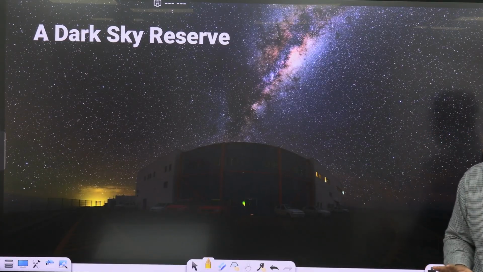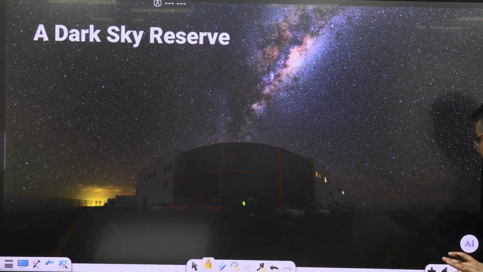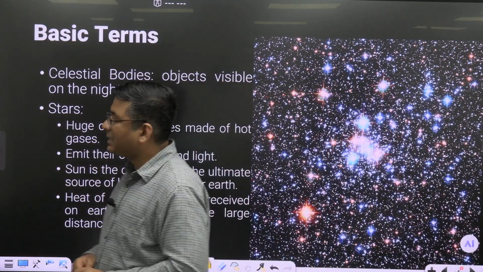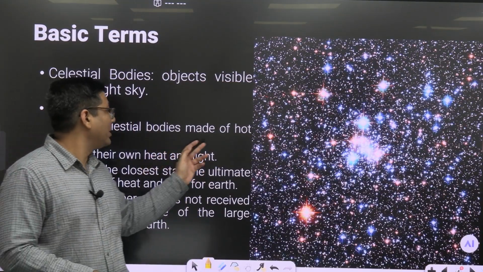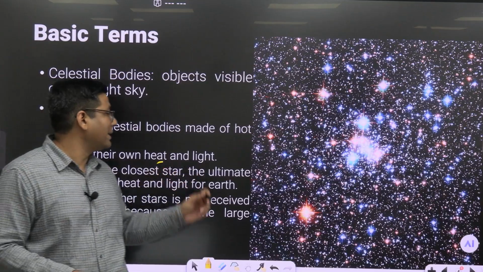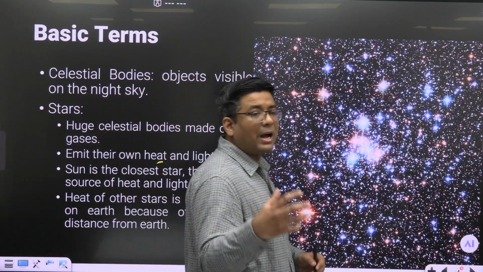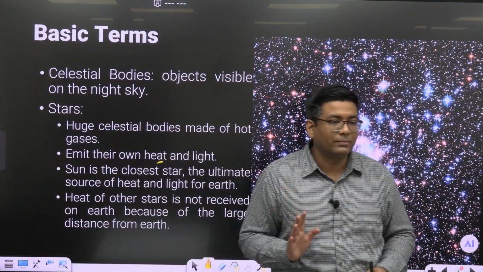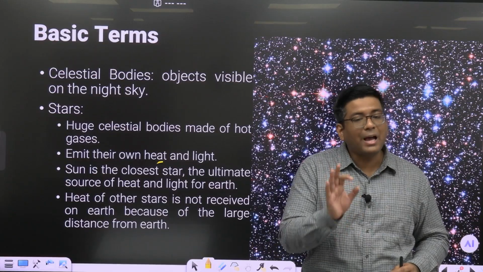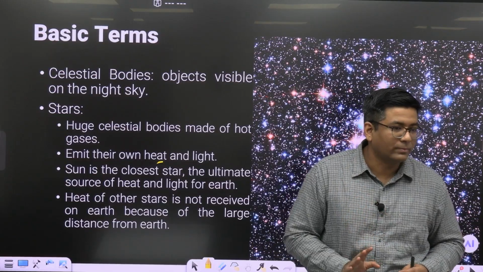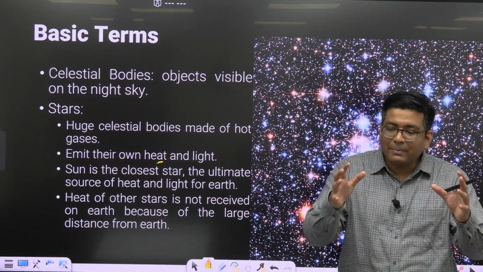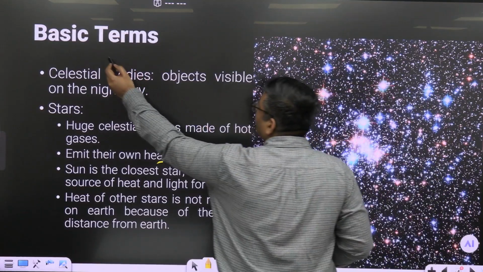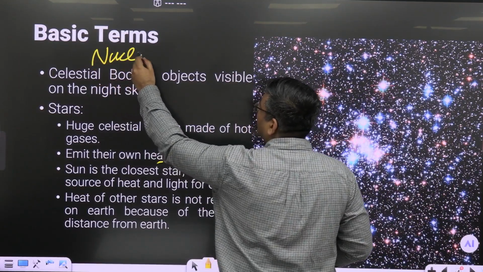Is this understood? Now going to the next part: what exactly are stars? As ma'am said, a star has its own heat and light. Stars have a composition of only gas, and that gas is hydrogen. Stars are primarily composed of hydrogen, and it is because of a particular nuclear reaction known as nuclear fusion. We'll be reading about it in a bit more detail.